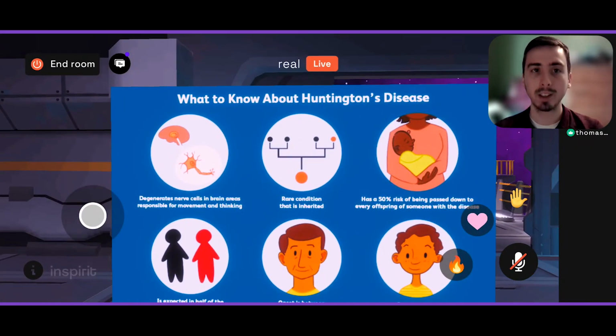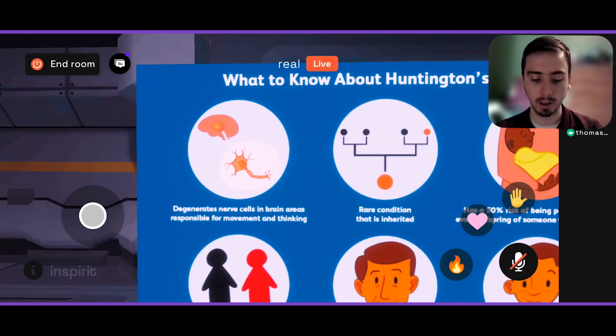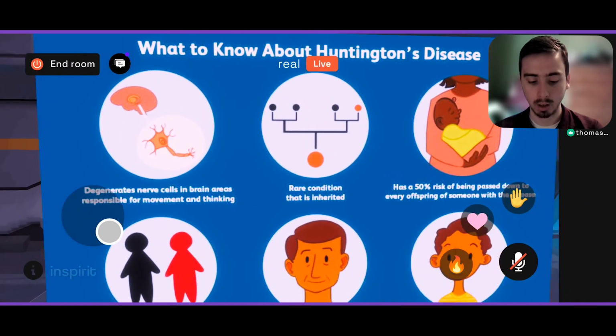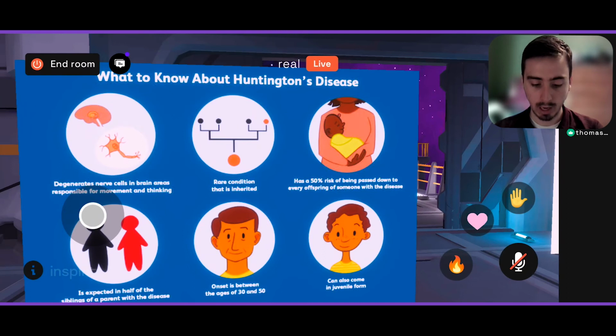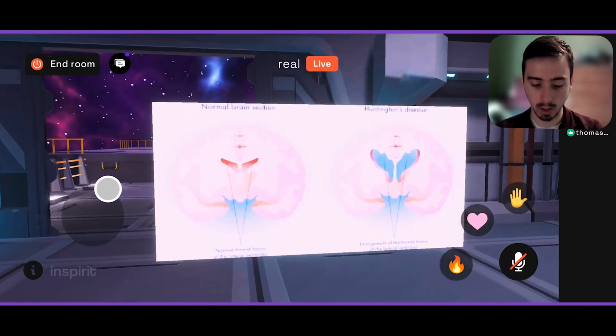And now let's move on to the last disease we're going to talk about today, and that is Huntington's disease. Now, Huntington's disease is actually a genetic disease and can be inherited from your parents. With Huntington's disease, basically, it degenerates certain brain cells in certain areas of the brain that are responsible for movement and thinking. And this obviously can be very impactful to the person because they're not going to be able to function like a normal human being, unfortunately.